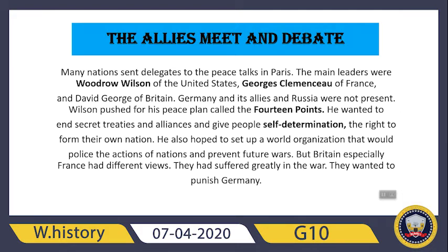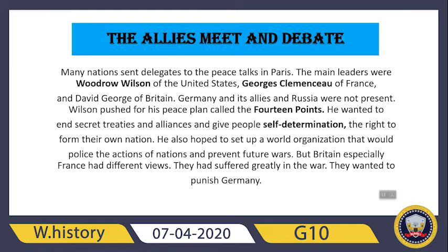Woodrow Wilson pushed for his peace plan called the 14 points. The 14 points were the plan of Woodrow Wilson. He wanted to end secret treaties and alliances and give people self-determination. And what was self-determination? It was the right to form their own nation. He also hoped to set up a world organization that would police the actions of nations and prevent future wars. These are the three things Woodrow Wilson wanted.